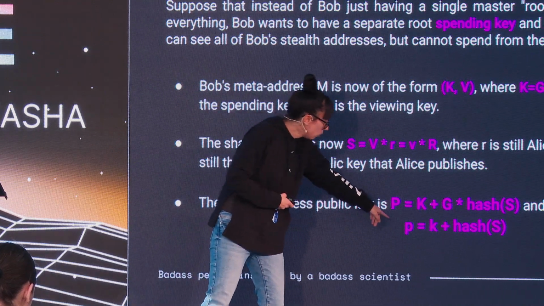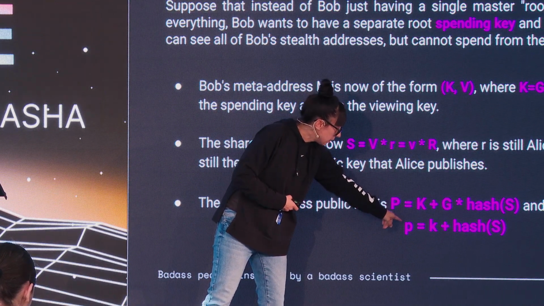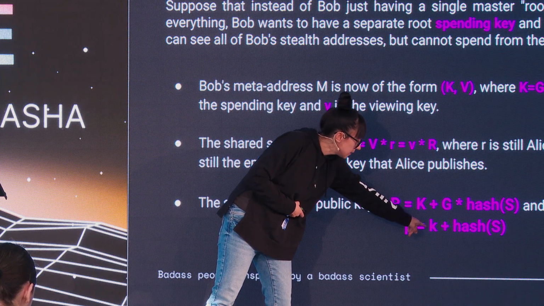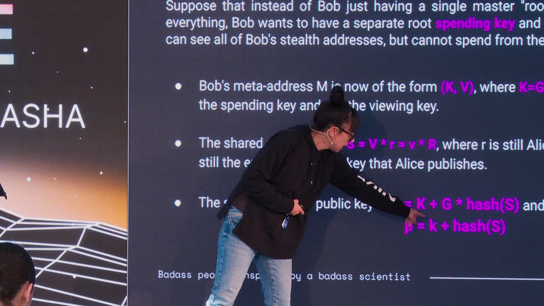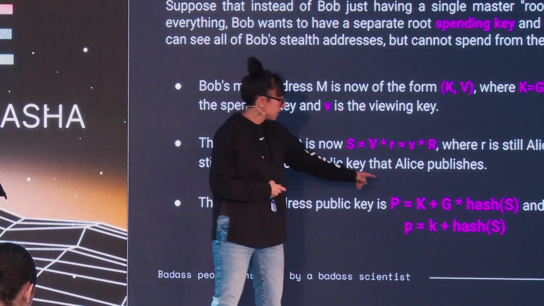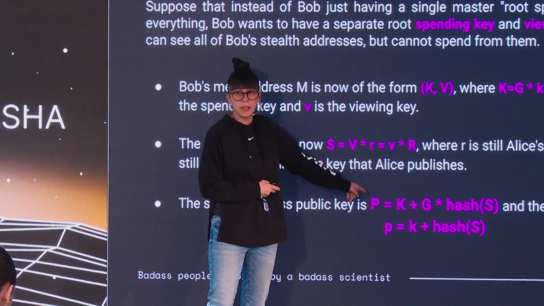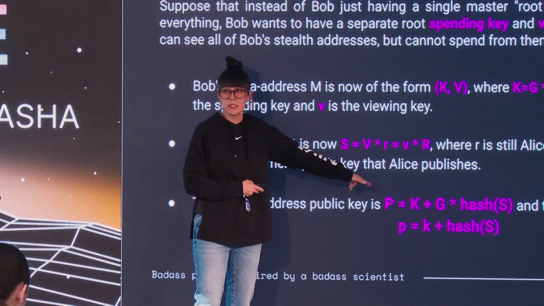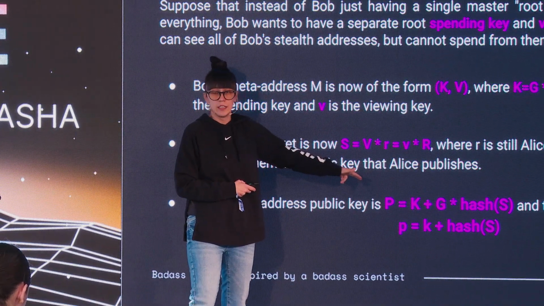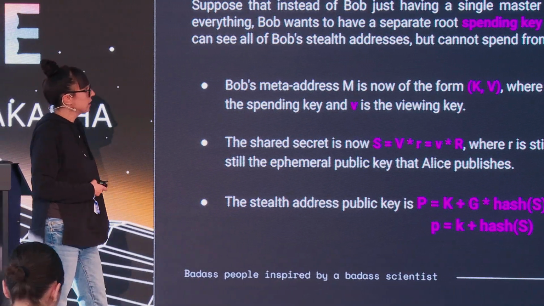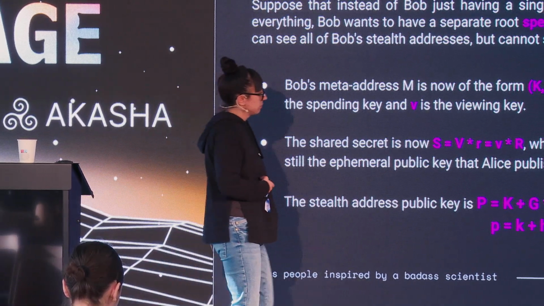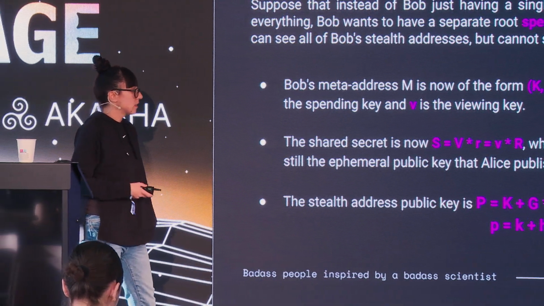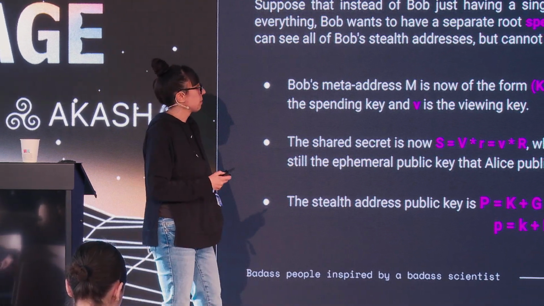So now only Bob knows the private key, because here is the spending key, and this is the private key for Bob's stealth meta address. But now this public key can be calculated by Bob, by Alice, and by a person who has the viewing key, okay? So we obtain that we can prove that we, for example, pay our taxes for all transactions.